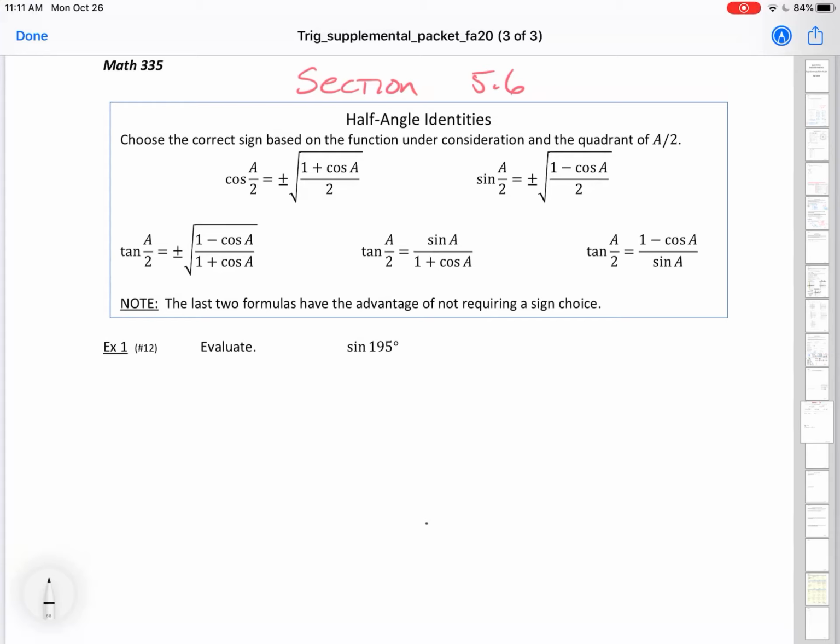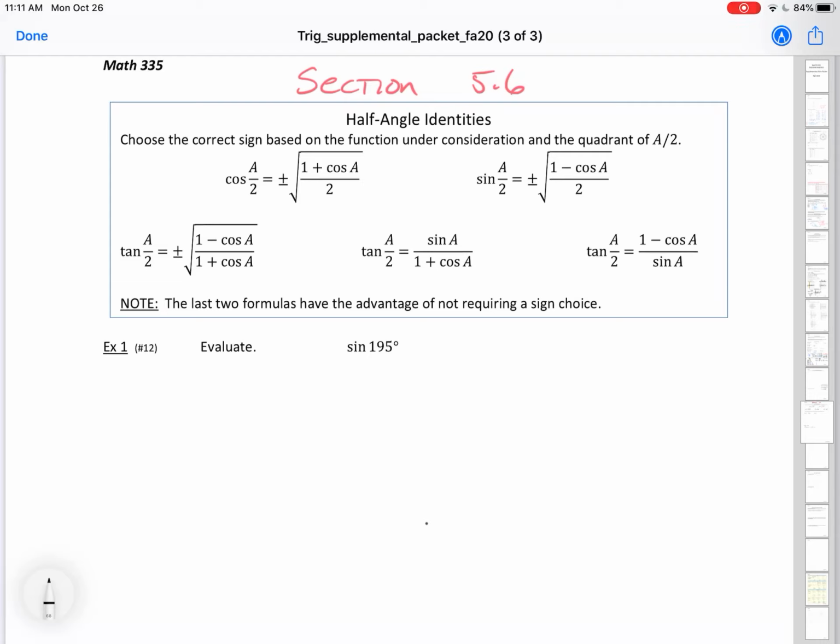This is section 5.6, the half angle identities. These are the last identities that you'll have to be aware of. I was about to say memorize, but that's not necessary for us, right? We can come to the class or come to the test with all of the identities out there.